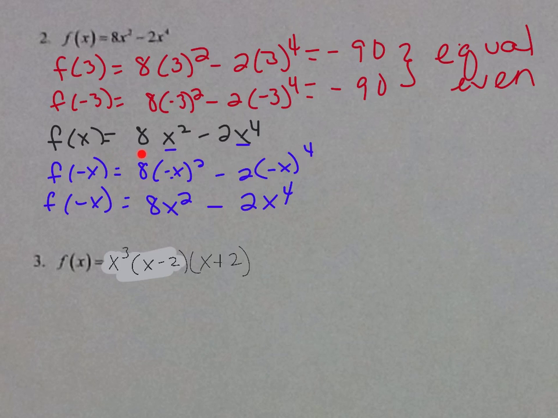So notice I started off with positive 8x squared. It's still positive 8x squared. Negative 2x to the fourth, negative 2x to the fourth. So when I plugged in x, and plugged in negative x, I get the same exact thing. That would mean that it's equal.